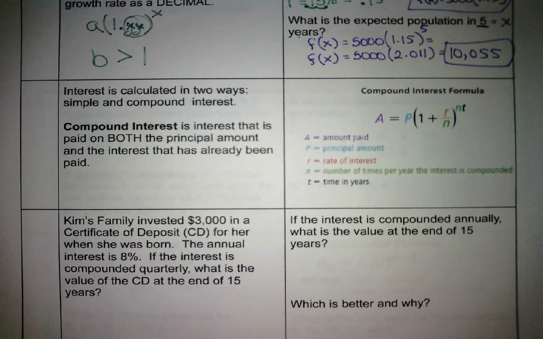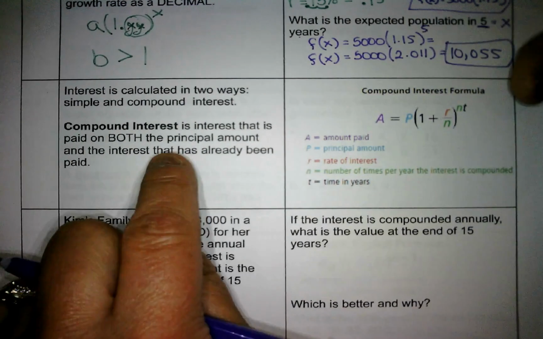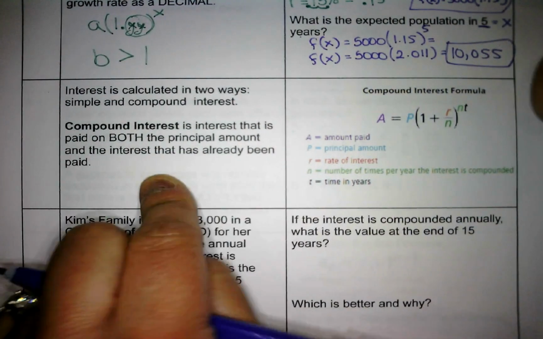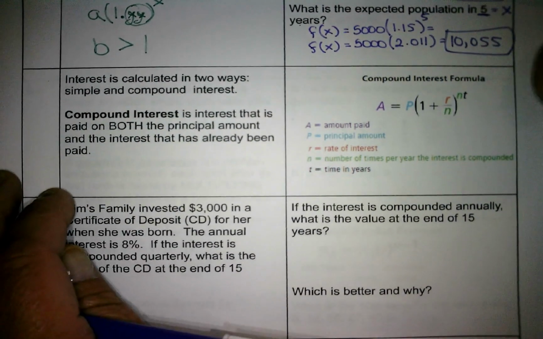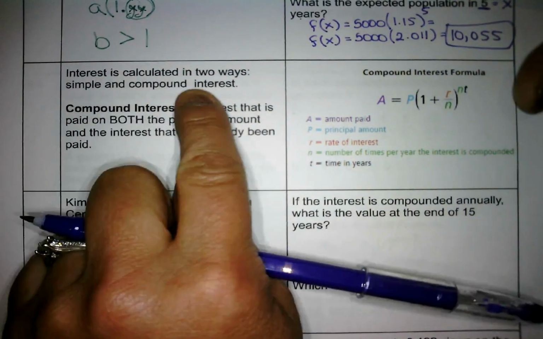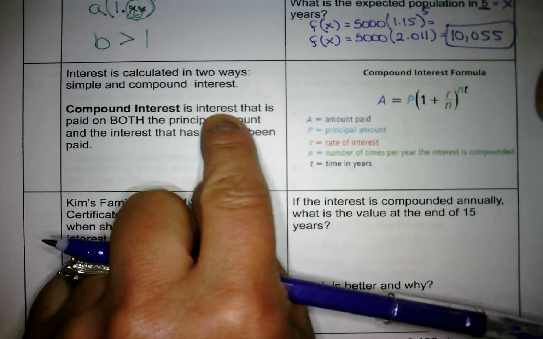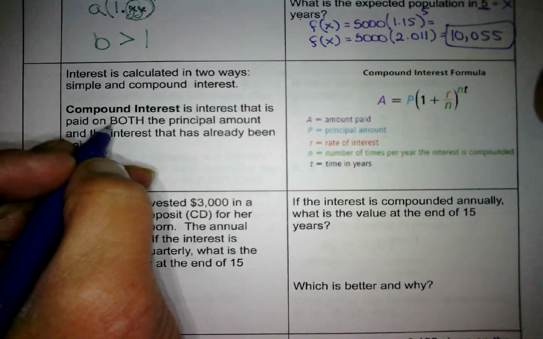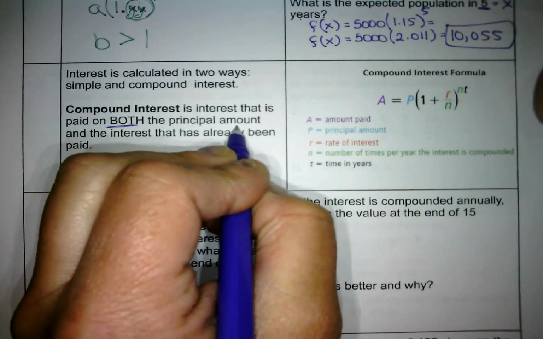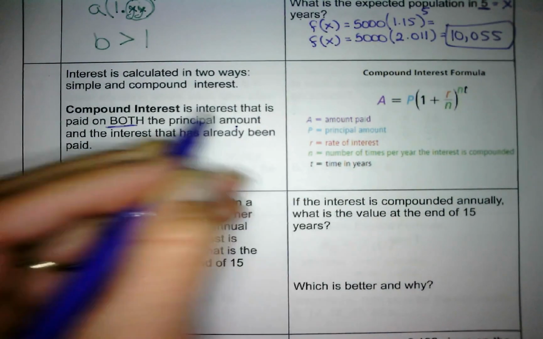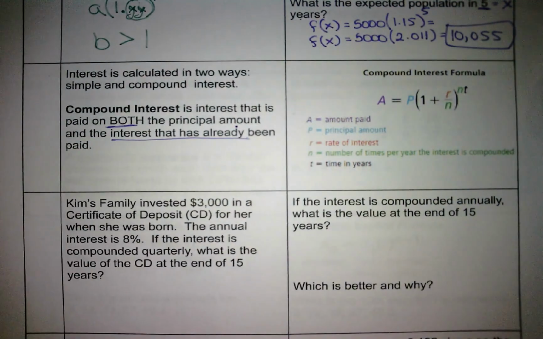Because you talk about compounding and simple interest. Okay, so let's take a look at what simple interest and compound interest are. Interest is calculated in two ways, simple and compound interest. Compound interest is interest that is paid on both the principal amount, what you originally put in, and any interest that has already been paid.